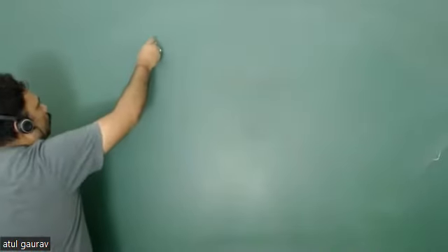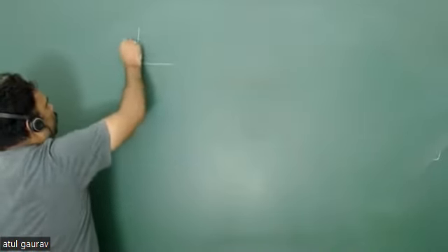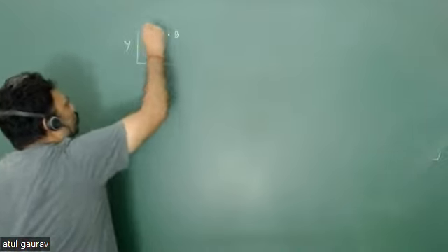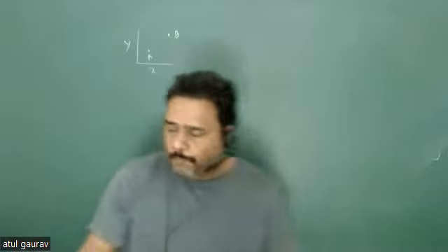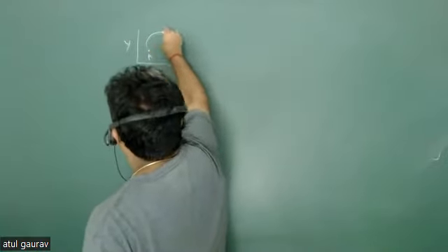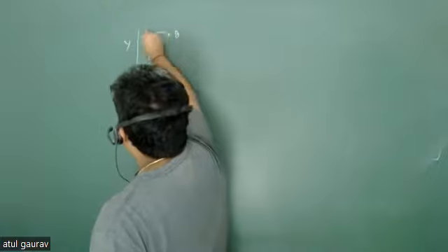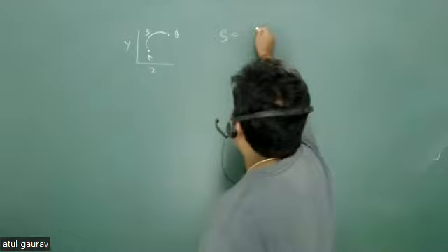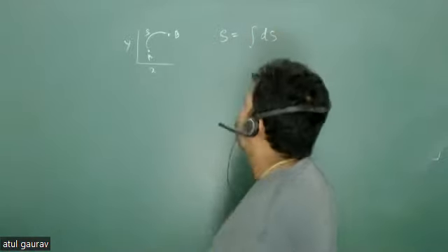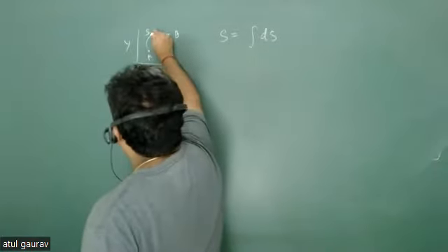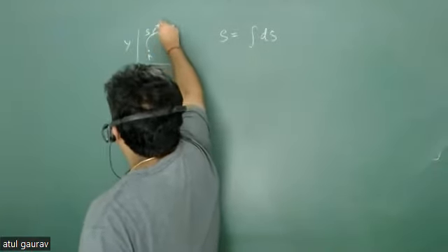Okay, so suppose I have y versus x and my point can go from A to B. मेरा point A से B तक जा रहा है। So how many ways can we go? We can go n number of ways. So suppose I am choosing this path and this path is S. How you will get S? Integration over ds. Yes? ठीक है ना? अब इस ds के अंदर मैं छोटा सा पाथ लिया हूं ds. Suppose this is your ds.